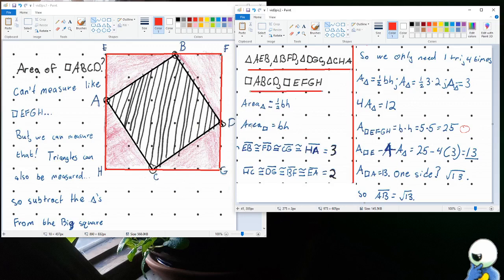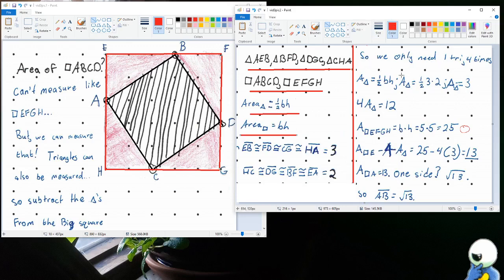And here are our formulas. We know the area of a triangle is half of its base times its height, and the area of a square or a rectangle or any quadrilateral is its base times its height. So here are each of the lines. EB, FD, CG, HA are 3, and that's the long sides of these triangles. HC, DG, BF, EA are the short sides. And since they're all congruent, we can just figure out the one calculation once and then multiply it by 4.